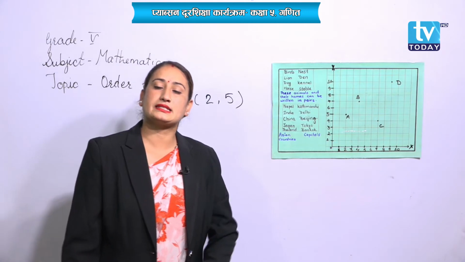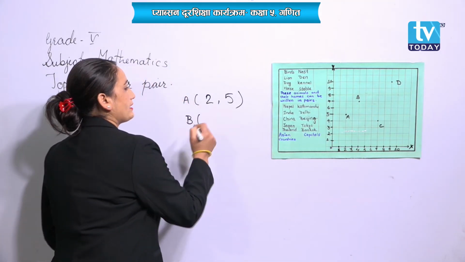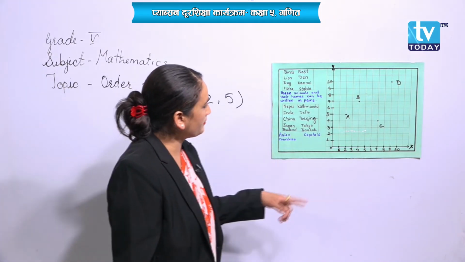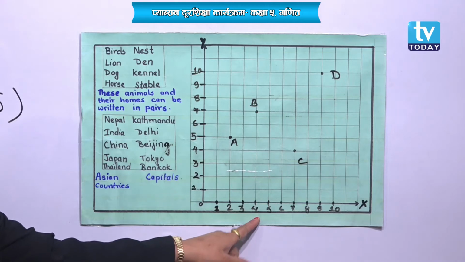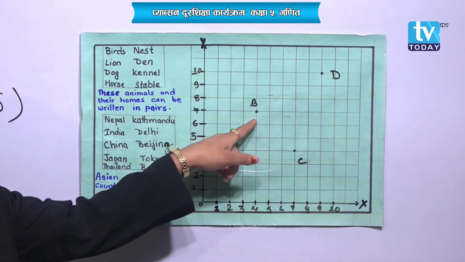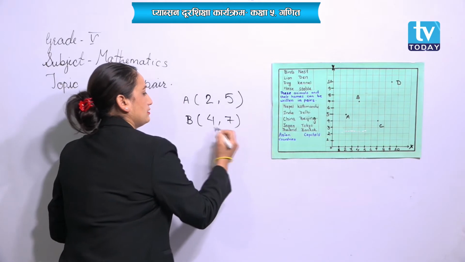Now, let's write down in your notebook what is the ordered pair of point B. Let's find out fast. B, where are you? Here. Let's go first 4 steps forward and look up. It's at 7. So, 4, 7.